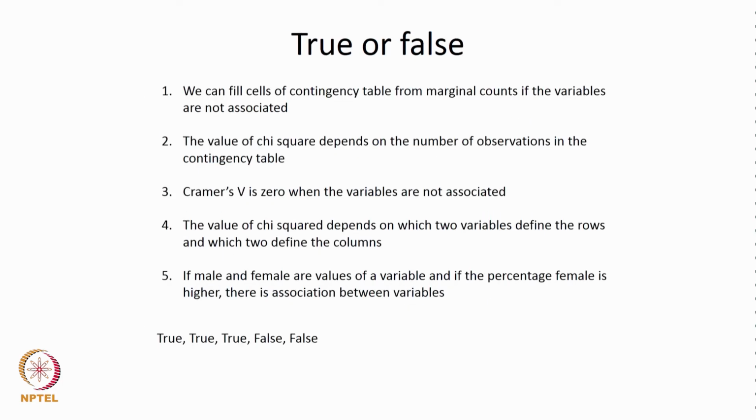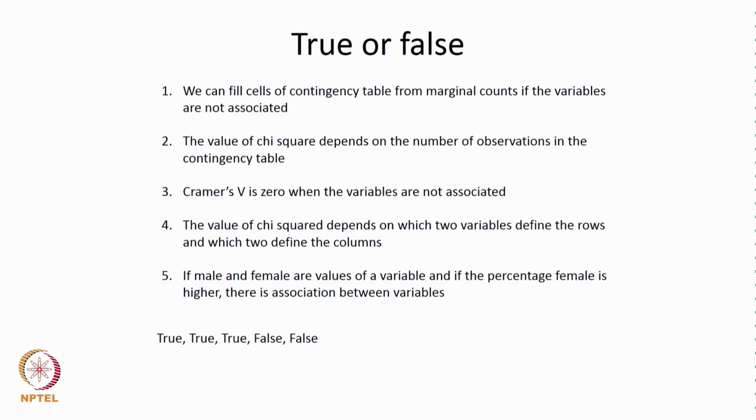We can fill cells of a contingency table from the marginal counts if the variables are not associated. True, because the proportions will match. The value of chi-square depends on the number of observations in the contingency table. True. The larger the number of observations, the larger the value of chi-square will become. Cramer's V is 0 when variables are not associated. When the variables are not associated, the proportions are the same, therefore the difference will be 0, and therefore the chi-square value will be 0 and Cramer's V will also be 0.